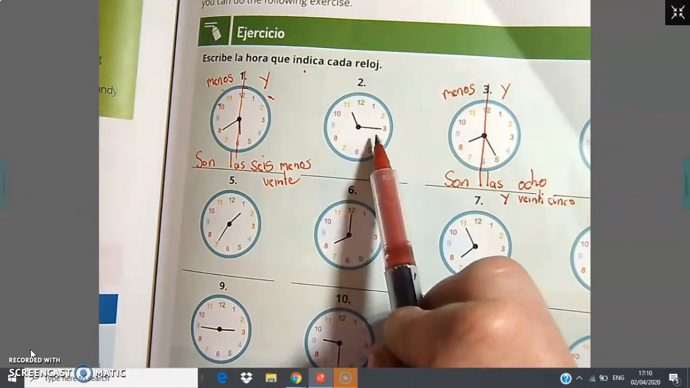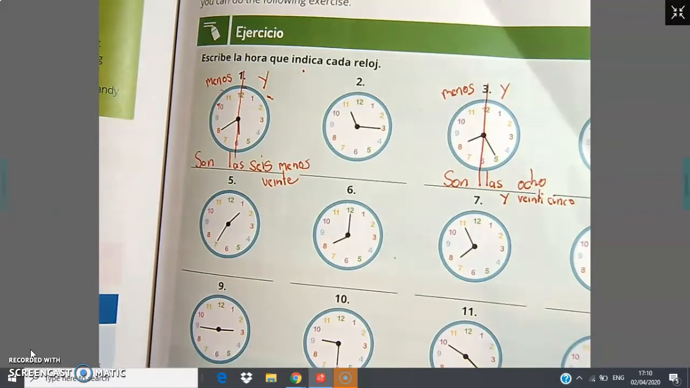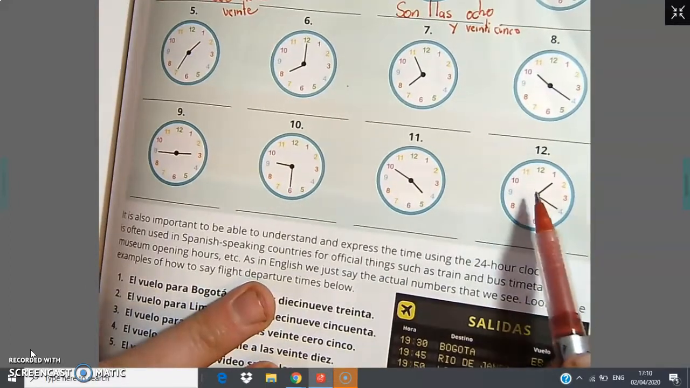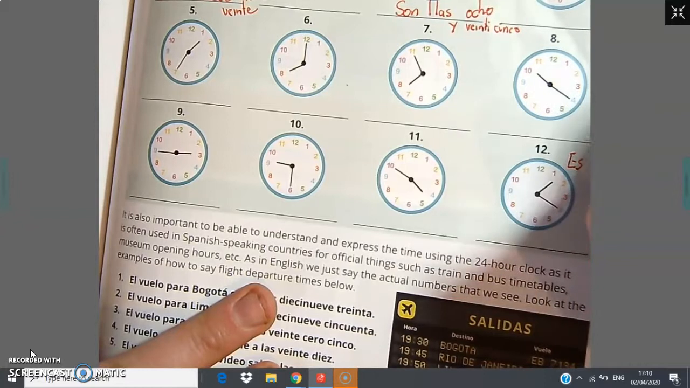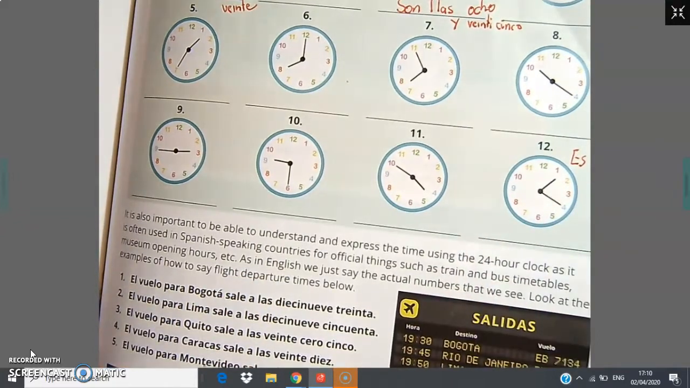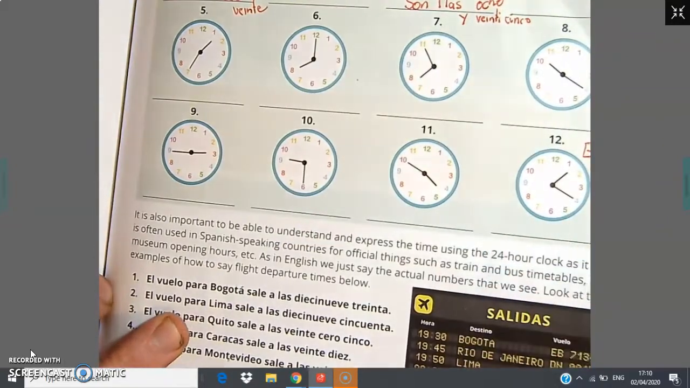Hopefully you'll get started on them. Just be careful of things like quarter to or quarter past, y cuarto, and pay particular attention to number 12. I don't know if you can see it there. Number 12 is 1 o'clock. So remember, this is going to start off with es la una, and whatever. Practice a few of those and see how you get on with them. That's the first thing I want you to do. I want you to just fill in those clocks and see how you get on with them.